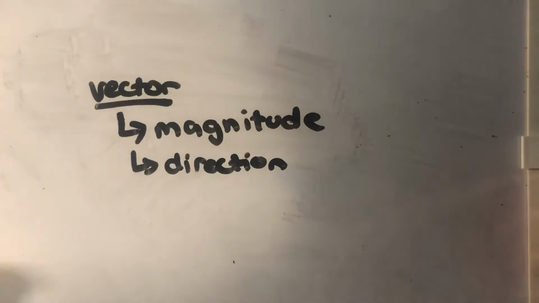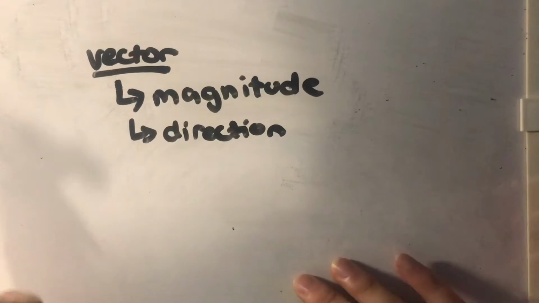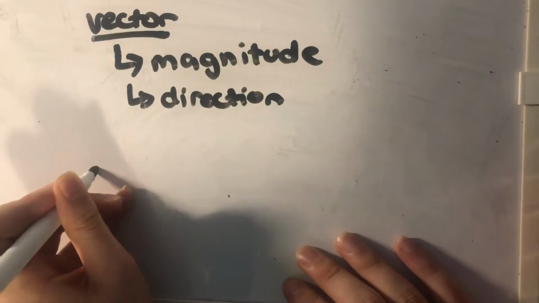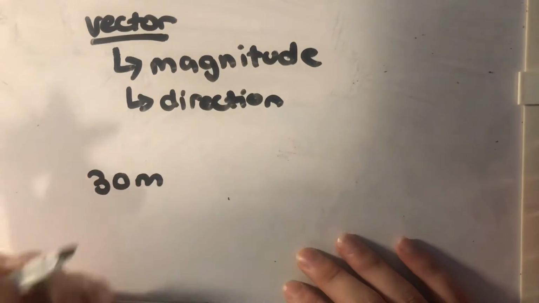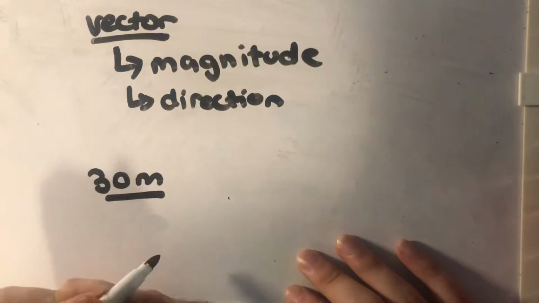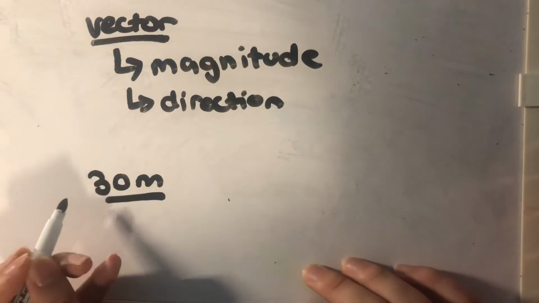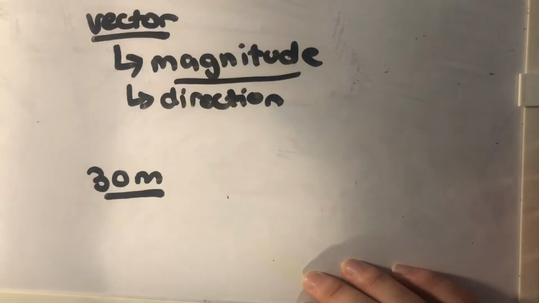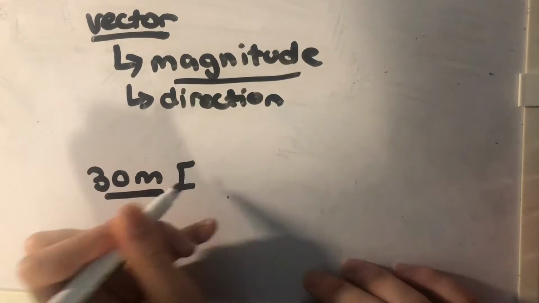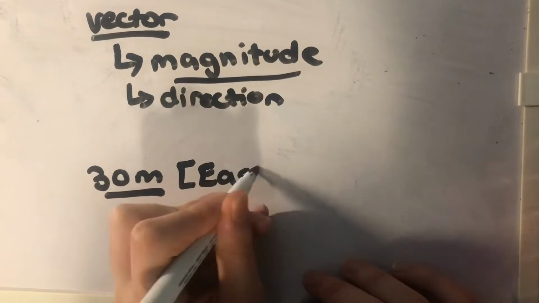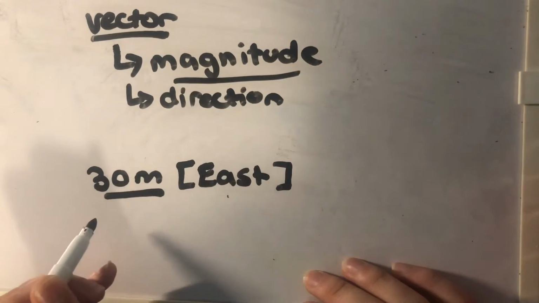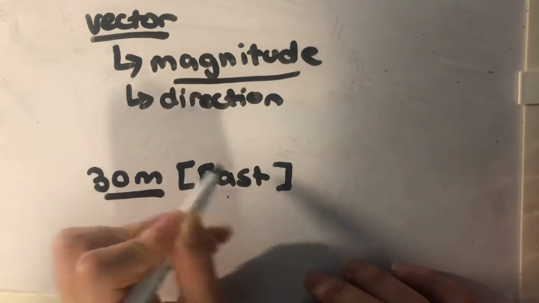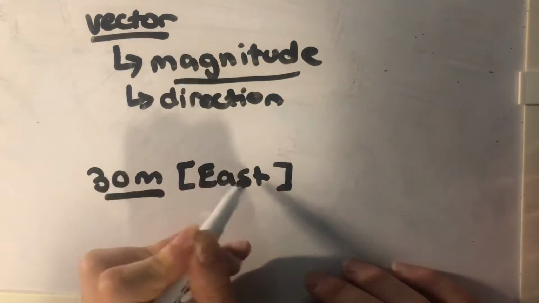So I think a good way to show what a vector is to first show what it is not. For example, say you traveled 30 meters. This is not a vector because it's just basically a number. It's just the magnitude. It's just saying that you went 30 meters. However, if you added 30 meters to the east, this would then be a vector because you're indicating both the magnitude as well as the direction, east.